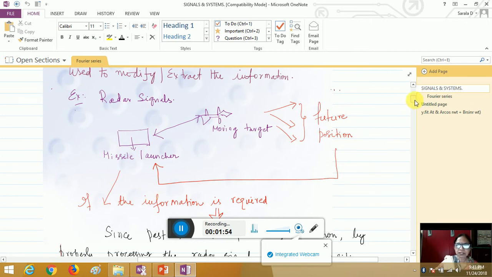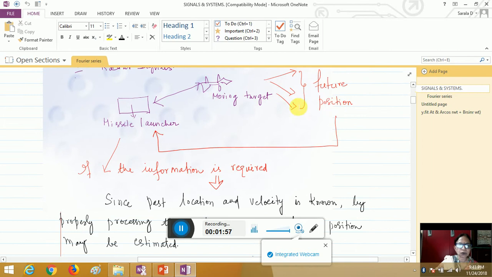The information that we are processing here is its location. Knowing the present location is the information. If this information is given to you, its future location can be determined. So this is inferring some information from this. That means you are processing something on the given signal and trying to extract something more. That is what is being done by the system.